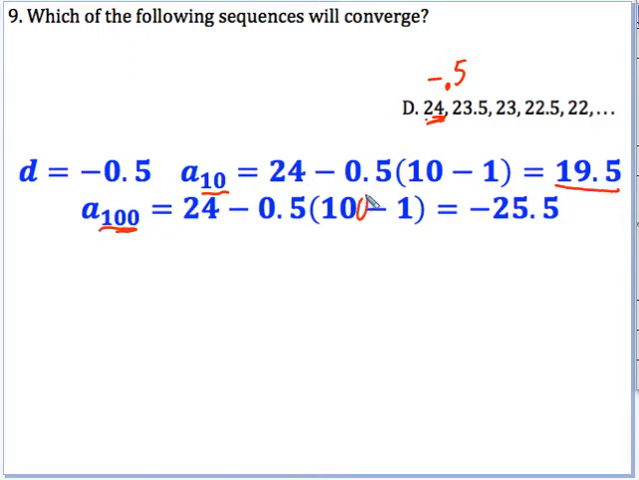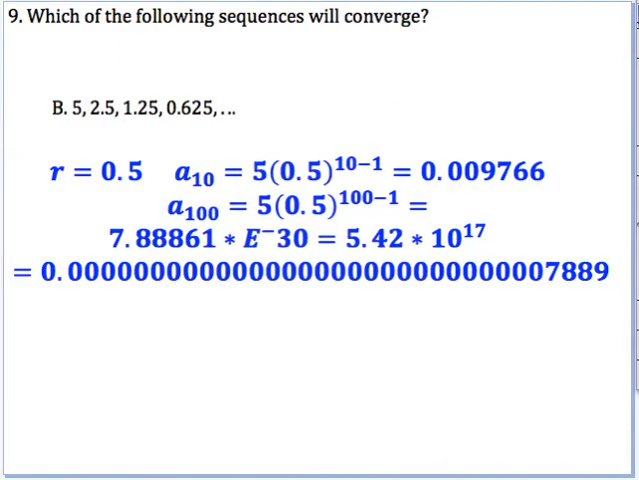Oops, this is a typo. In the calculator, I did put 100 there, not a 10. Excuse me. And I do all the calculations. Notice I have negative 25.5. So it's not stopping at 0 like a lot of you want to assume. It's going to keep on going to negative infinity. This does not converge. So that leaves our last one, part B.